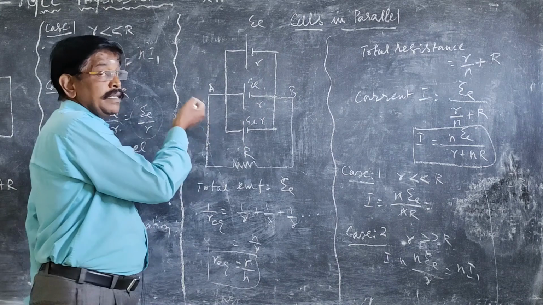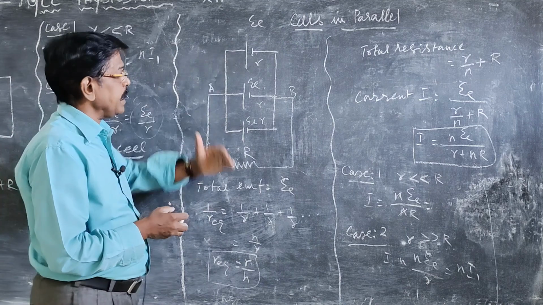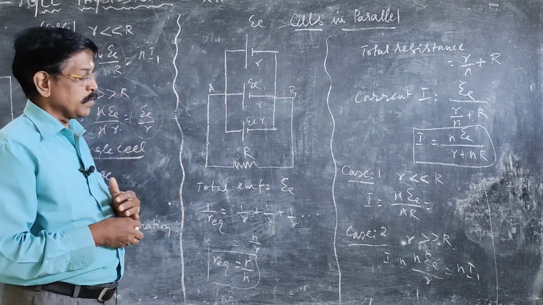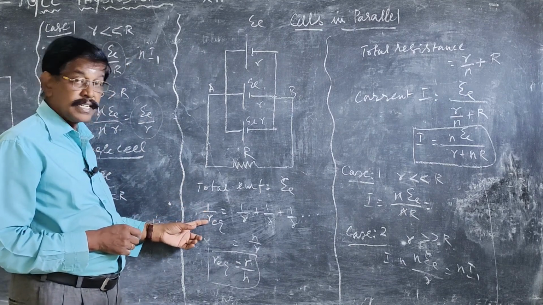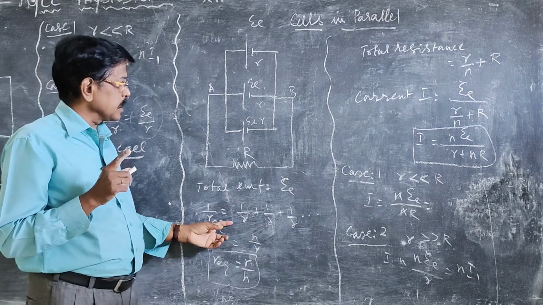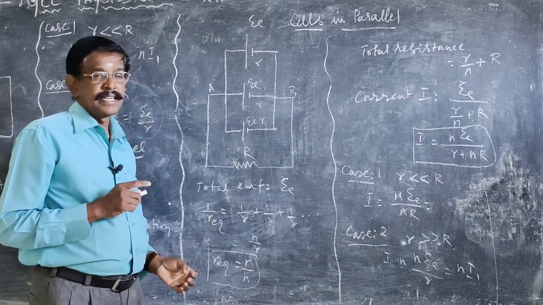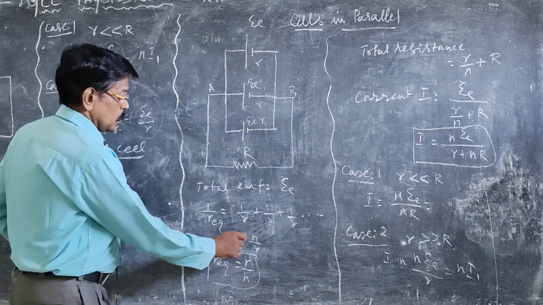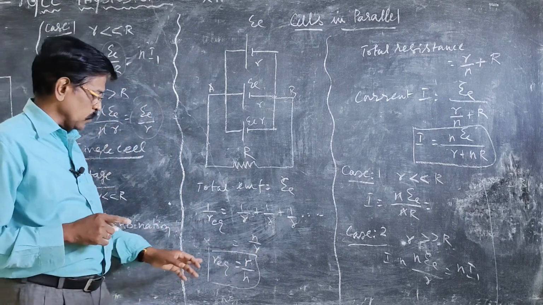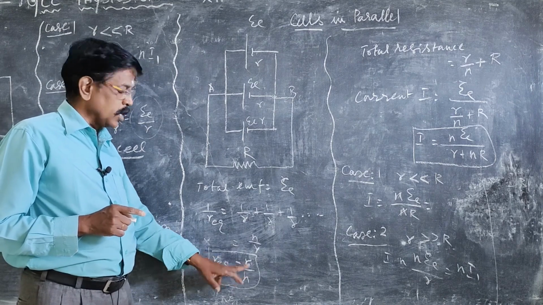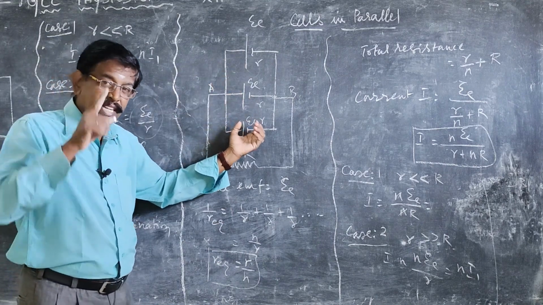In the previous case, all are in series, so we directly added. But in this case, we use the parallel combination of resistance. Parallel combination: 1 by R equivalent. Here I have written the internal resistance alone. 1 by R equivalent equals 1 by r plus 1 by r plus 1 by r. Suppose n cells are there, so n times 1 by r, n by r. You have to take the reciprocal. So R equivalent is r by n. This is the equivalent resistance of the internal resistance.